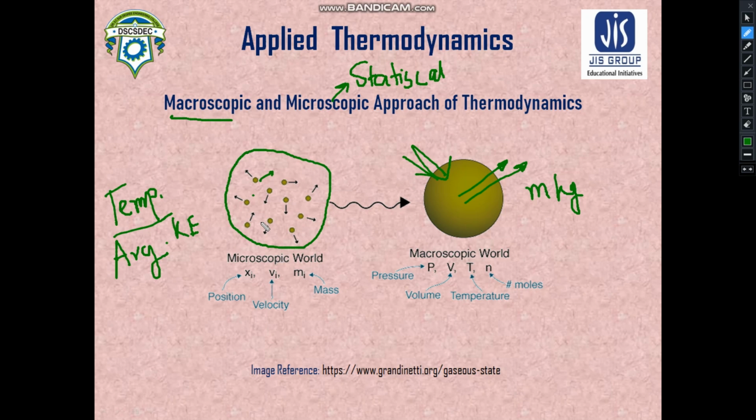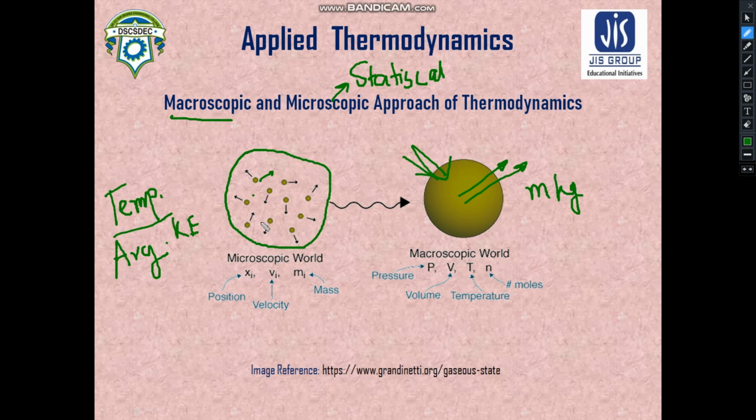So when the velocity of these molecules increases, we sense that the temperature of the body has increased, which can be measured with the help of a thermometer. So that means these are the two different approaches from which thermodynamics can be studied. The first one, the general or common one, is the macroscopic, which we'll be studying through these sessions.